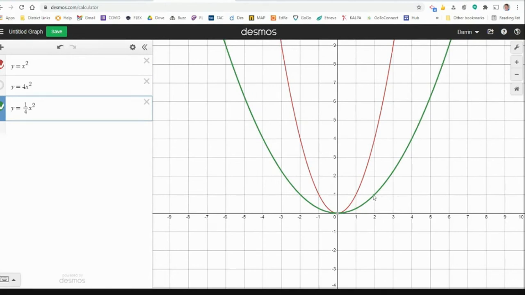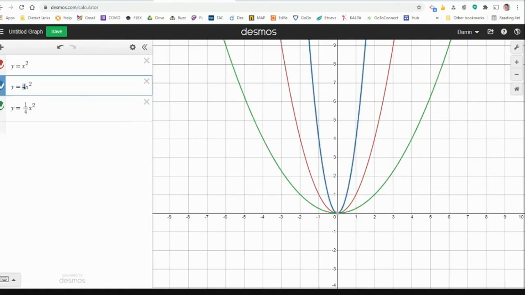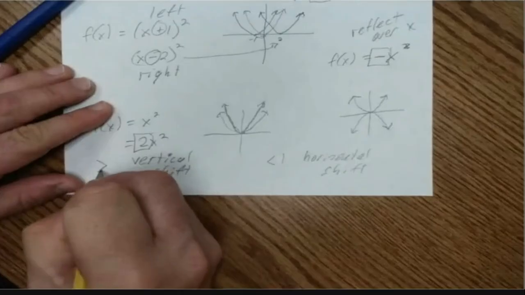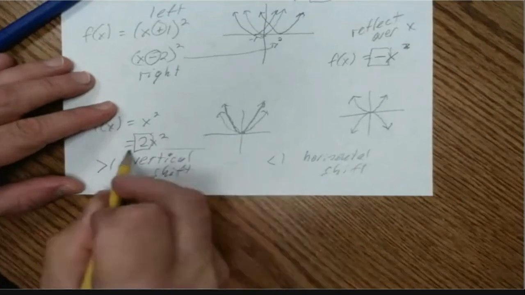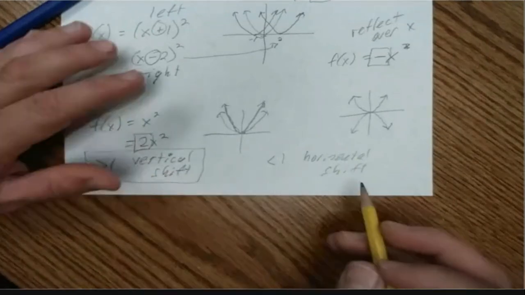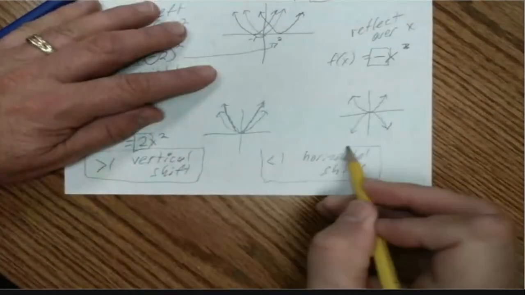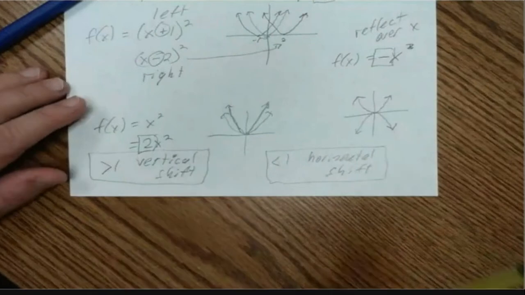This is a horizontal shift because we're stretching it out horizontally. We're making it horizontally wider than it should have been. Whereas this one is stretching it up vertically. So if this coefficient is larger than 1, it's a vertical shift. If it is less than 1, it is a horizontal shift. So that's what you want to remember on this, when we're talking about the coefficient.